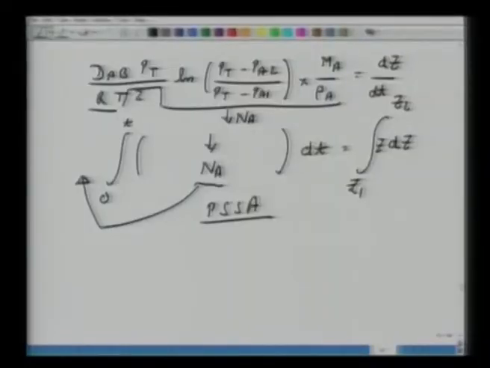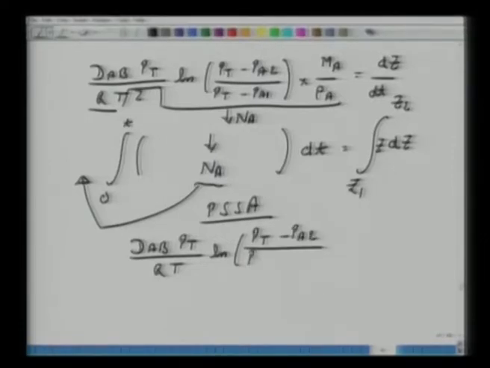Here, by making this quasi steady state, pseudo steady state approximation, the diffusion flux Na is a constant over this time del T, because the level changes over a very long time. We can take out this Na as if it is a constant. DAB PT over RT ln (PT minus PA2) over (PT minus PA1), into Ma over rho A, and we have T here from the integration, and then we have Z2 square minus Z1 square over 2.